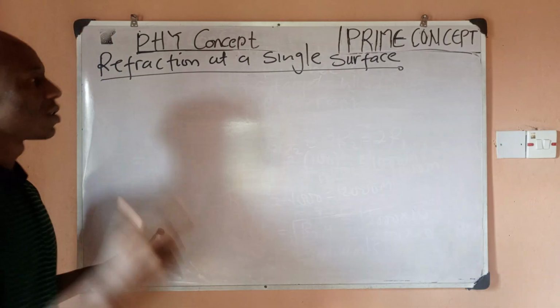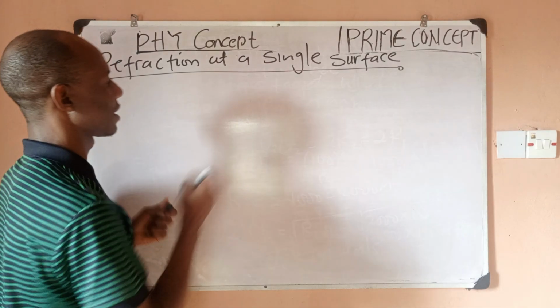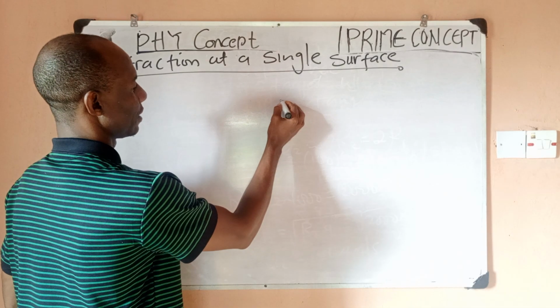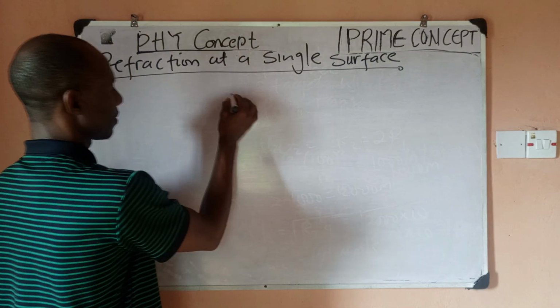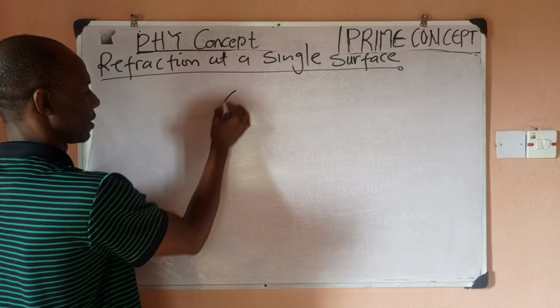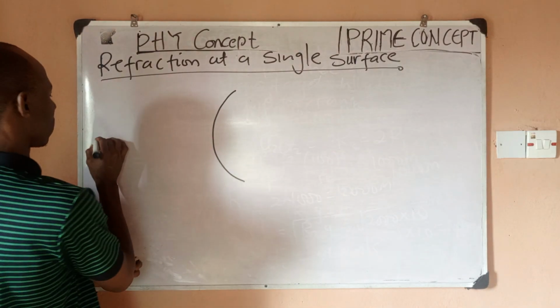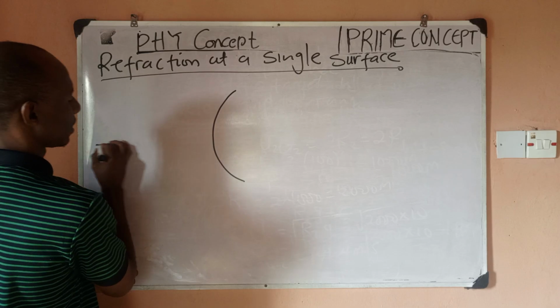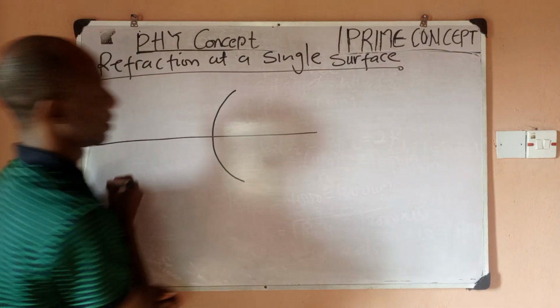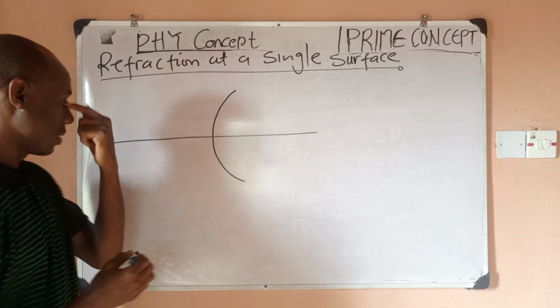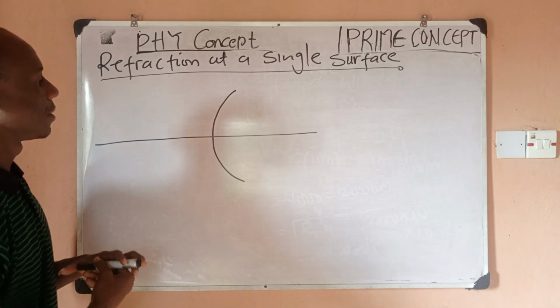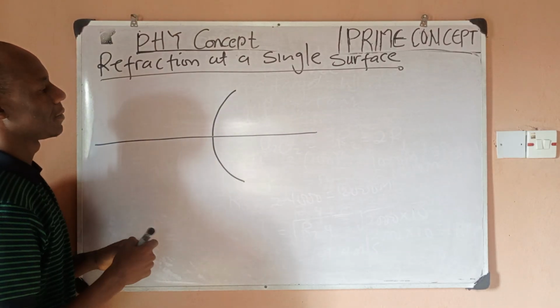Thanks. Now, say we have a single refracting surface like this. Let me try to minimize the diagram. So this is a single refracting surface, which is a convex surface. And then I have my principal axis, which is going to be a paraxial ray, that line.